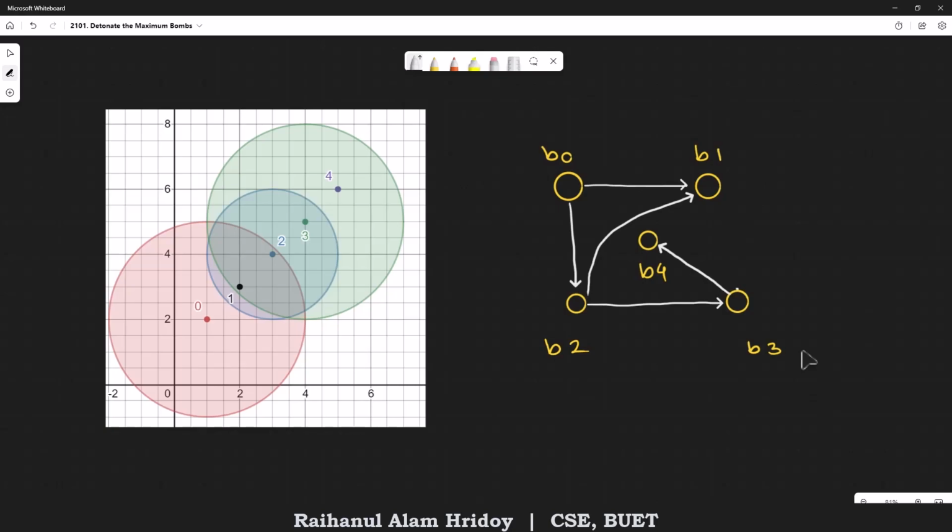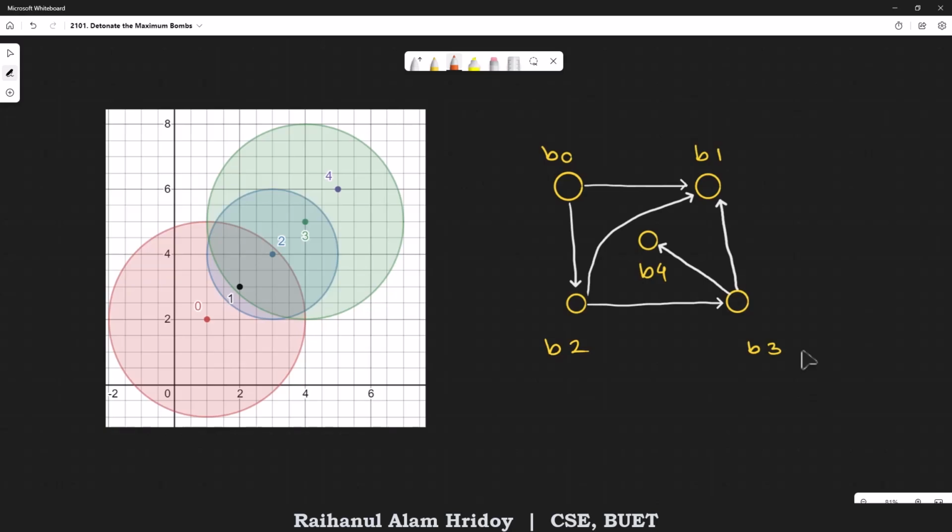So there's also a connection from bomb 3 to bomb 1. Yep. So this is how they are connected, and this is how we can reduce this problem to a basic graph problem. Now how are we going to solve this? Does this problem have a solution, or does this graph have a solution? Let's try and think.